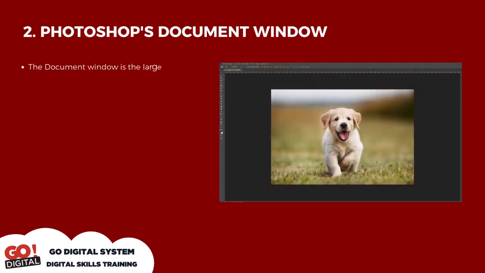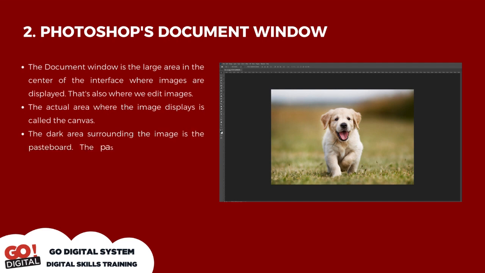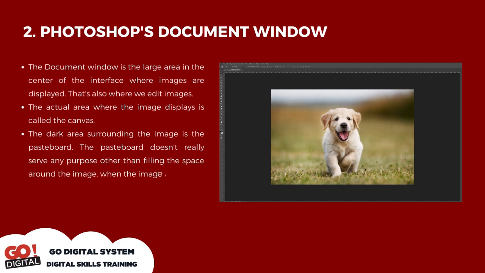Two, Photoshop's document window. The document window is the large area in the center of the interface where images are displayed. That's also where we edit images. The actual area where the image displays is called the canvas. The dark area surrounding the image is the pasteboard. The pasteboard doesn't really serve any purpose other than filling the space around the image, when the image itself is too small to fill the entire document window.